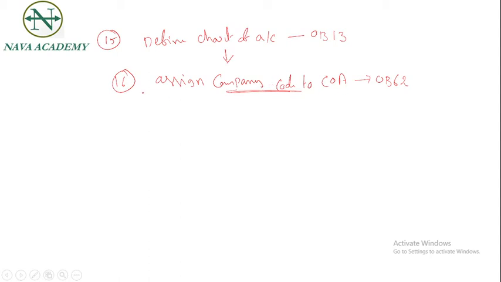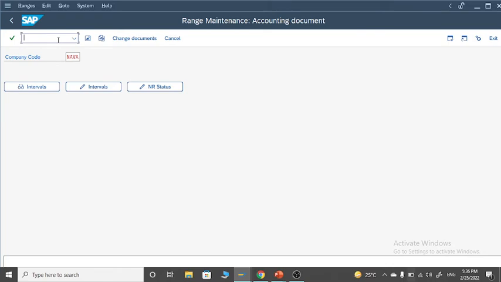After creation of chart of accounts, under chart of accounts you create account group. Define account group. T code is OB D4. See the account group, OB D4.